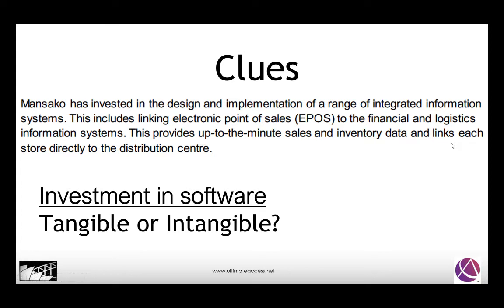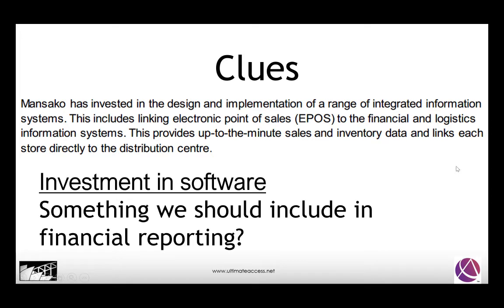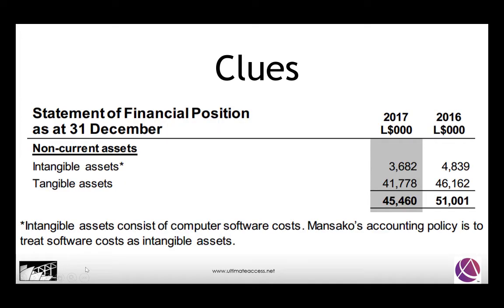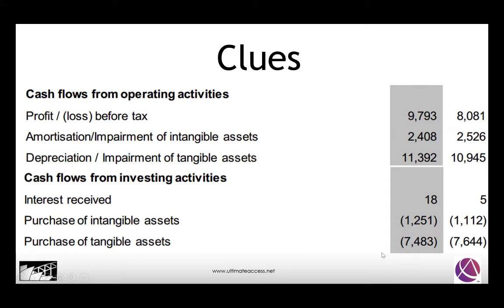And investment in software, well, this is how they have got intangible assets within their accounts, and an investment in software would be treated as intangible. And here we have it. Intangible assets consist of computer software costs, and Monsanto's accounting policy is to treat software costs as intangible assets. So there you go. Gone down a little, hasn't it?